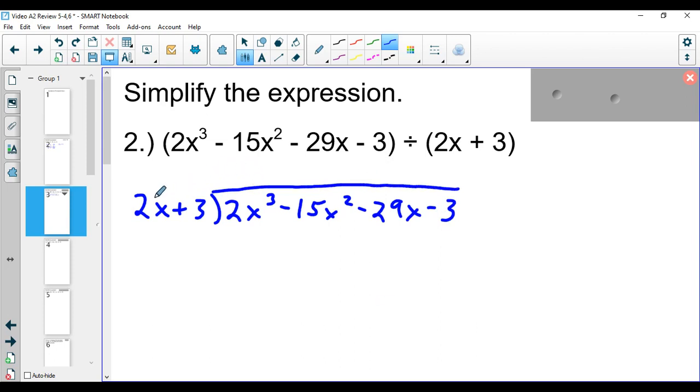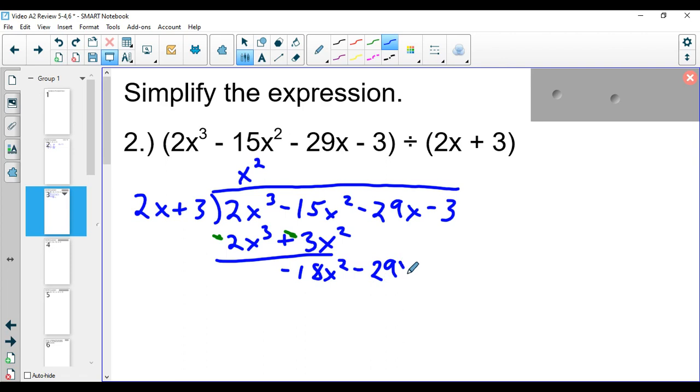So what do we multiply 2x by to get to 2x to the third? Well, that's missing an x squared. So x squared times 2x will be 2x to the third. X squared times 3 is plus 3x squared. And then we change our signs. Here we make them both negative, and we're ready to combine. Let's see, that just cancels out, which is what we always want to happen. Here this becomes negative 18x squared. And then we bring down the negative 29x, and then we just repeat the process until we're done.